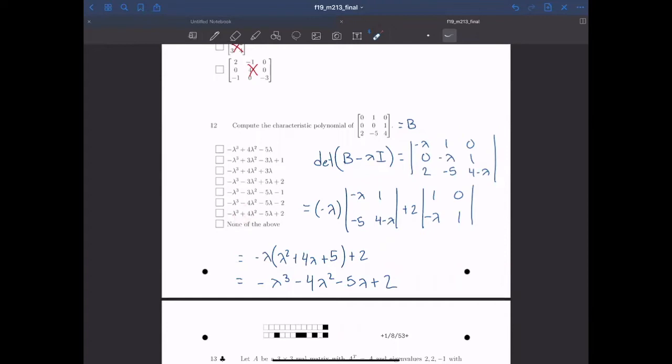None of the above. When you take the determinant, you're going to get minus lambda times 4 minus lambda. So it's going to be lambda squared minus 4 lambda plus 5. And then you're multiplying it by another negative lambda. So that's going to flip the sign of it. Oh, yeah, it's a minus 4. Sorry. I thought I took care of the sign already. Yeah. Okay, so this one looks okay then.